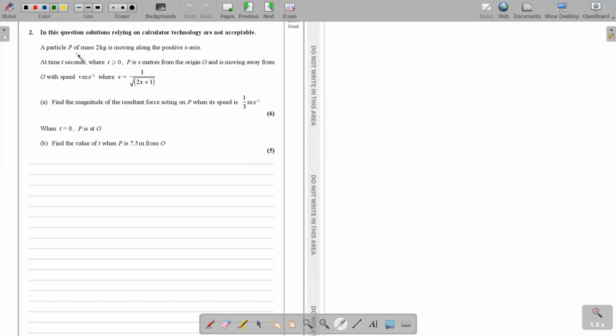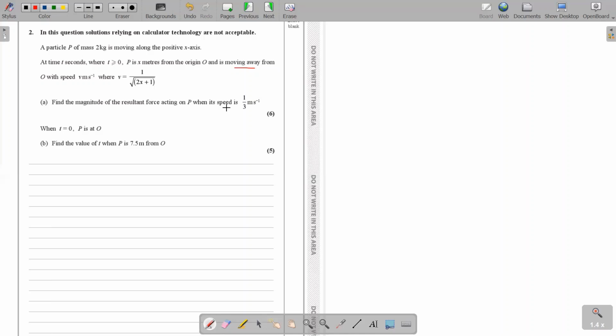Okay. So then let's see, a particle P of mass 2 kilograms is moving along the positive x-axis. At time t seconds, where t is greater than or equal to 0, P is x meters from the origin and is moving away from O with speed v, where v equals 1 over root of (2x plus 1). Then they say find the magnitude of the resultant force acting on P when its speed is 1 over 3. So when the speed is 1 over 3, what is the resultant force acting?